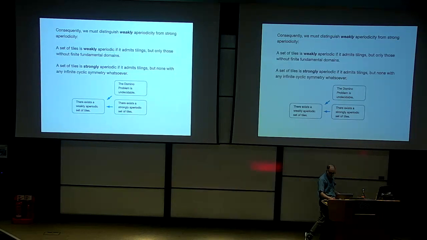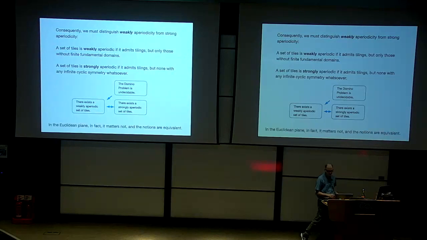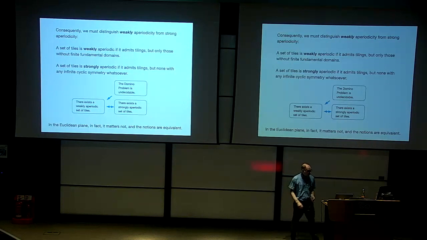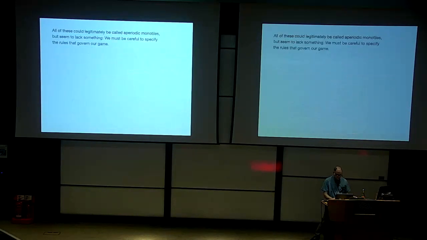And in the Euclidean plane, however, one reason that this wasn't really noticed for a while is that in the Euclidean plane it just doesn't matter. So maybe this is theorem 3.71: if you have a set of tiles that admits a period in one direction, then it'll also admit a tiling with compact fundamental domain. So in the plane, it's sort of a rare place, but then we have this direction here, and we can basically ignore this. So all of these can be legitimately called aperiodic monotiles, but we have to be careful.